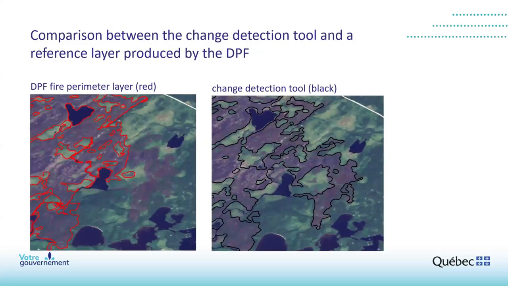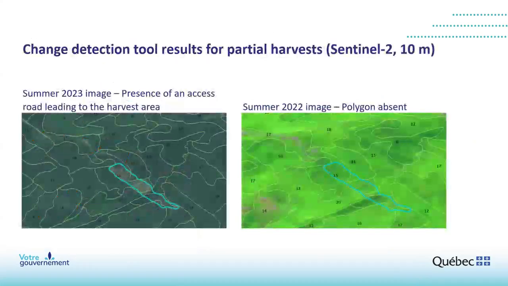So I just want to give you some other examples. This is a comparison between the change detection tool and the reference layer produced by our protection and fire department. On the left, here is where the layer is, and this is what we are able to detect as an example. So this is another example for partial harvest.